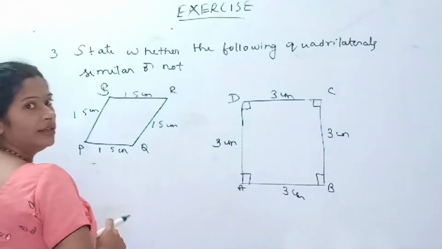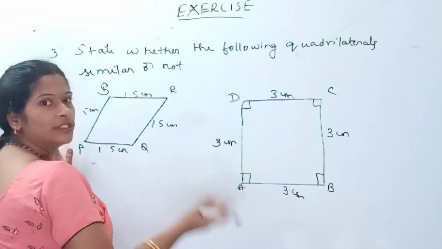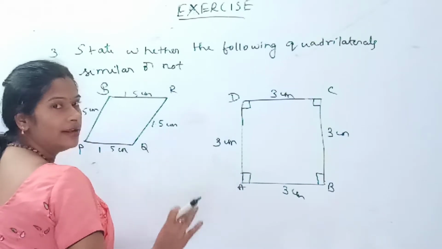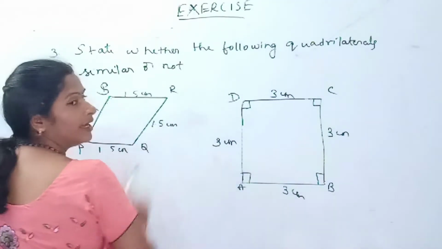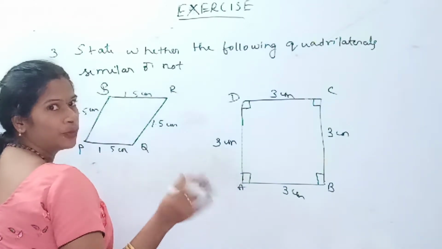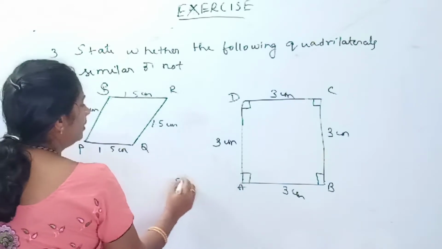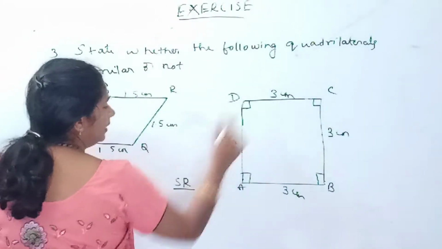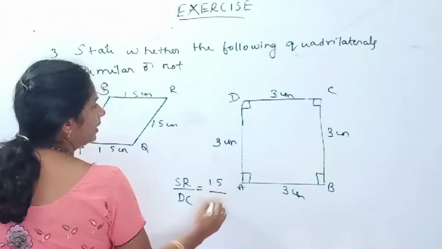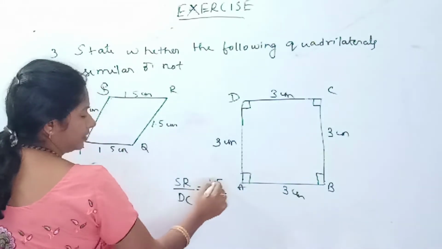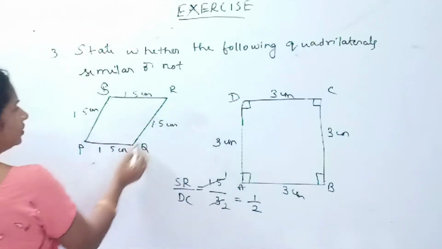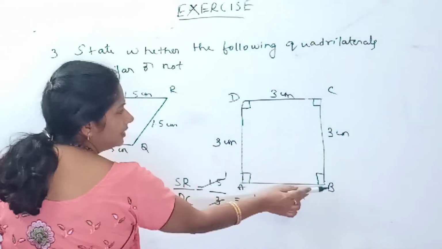Now how will you check, children? You can say that two polygons are similar if their corresponding sides are in the same ratio, and one more condition, their corresponding angles are equal. Let us check whether corresponding sides are in proportion or not. SR, the corresponding side of SR is DC. SR is 1.5 divided by DC, it is 3 centimeter. So the ratio is half.